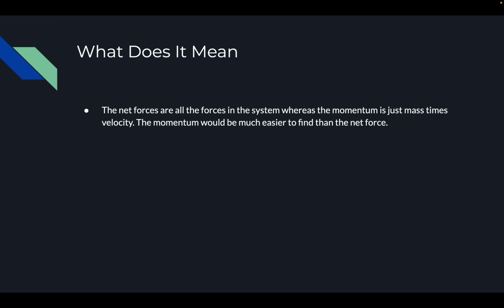What does this mean? This means that the net force is all the forces in the system, whereas the momentum is just mass times velocity. So this would mean that the momentum is going to be much easier to find than the net force in any given instance.